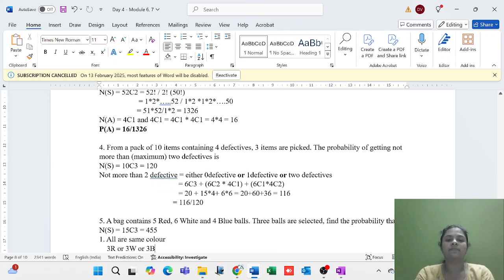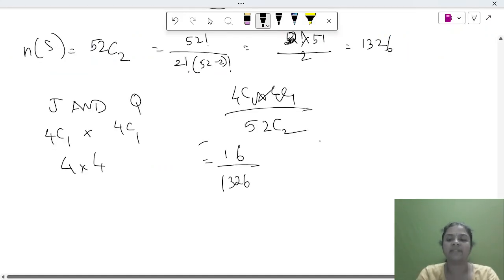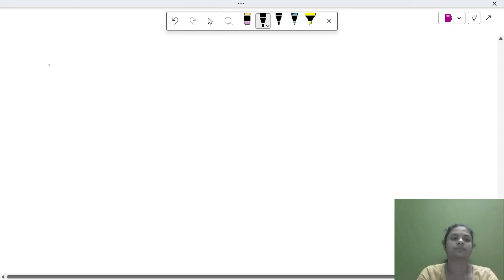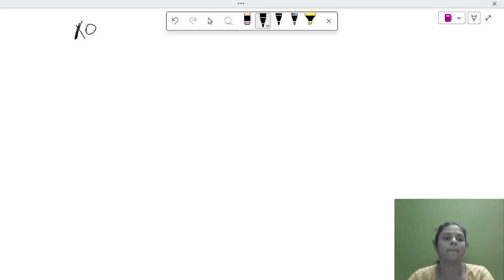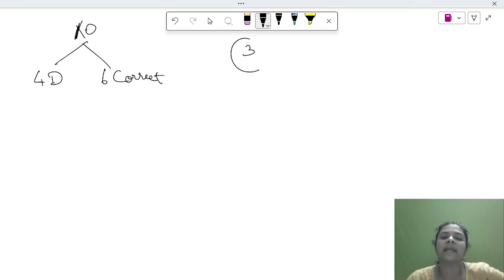From a pack of 10 items containing 4 defectives, 3 items are picked. Probability of getting not more than, that is maximum of, 2 defectives is. So I have 10 items, of which 4 are defective, which means 6 are correct pieces. I am selecting 3.